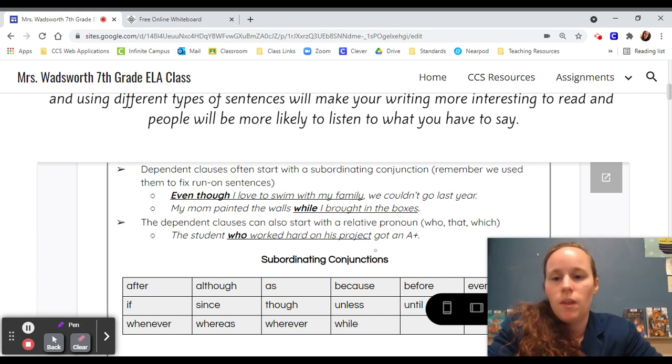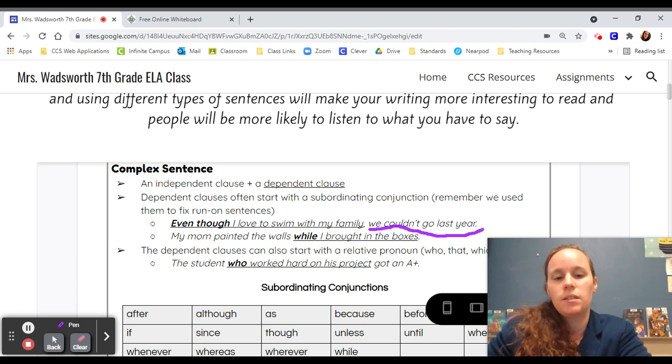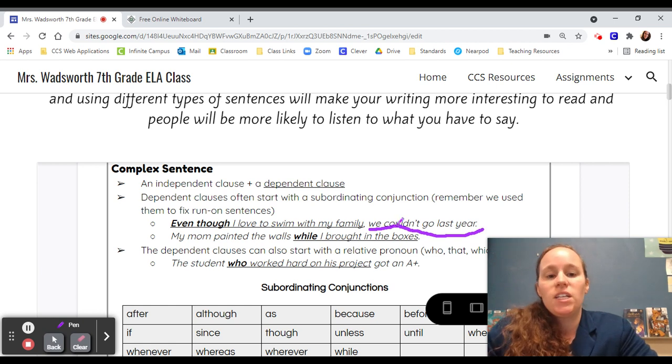So here's an example. Even though I love to swim with my family, comma, we couldn't go last year. So right here, we couldn't go last year. That is an independent clause because it would make sense on its own. We couldn't go last year. It's a complete thought. So that's your independent clause.